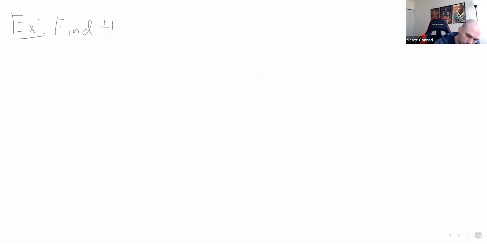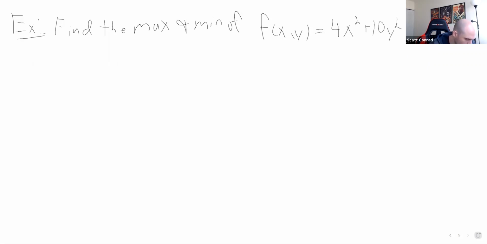So let's find the max and min of the function. Now we're going to do one of two variables, 4x squared plus 10y squared, on the disk x squared plus y squared less than or equal to 4.